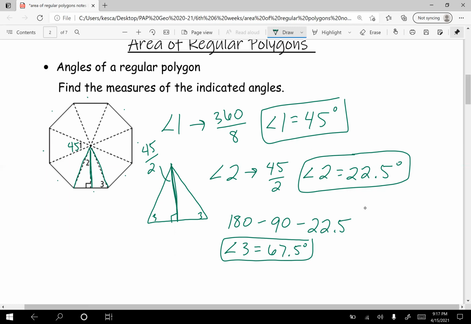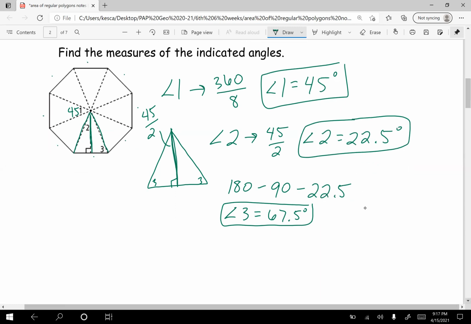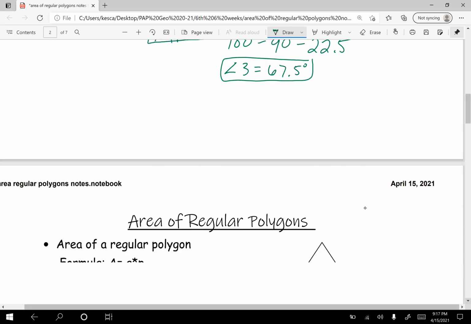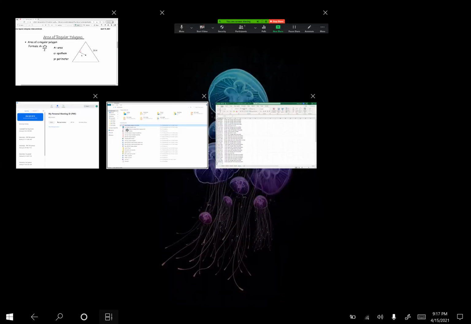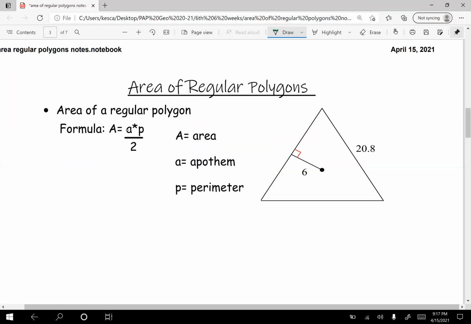So now we'll go on to the next part of our notes, and that is finding the area of a regular polygon. To find the area of a regular polygon, you're going to use this formula. Capital A stands for area, the lowercase a stands for apothem, and P stands for perimeter. So you do the apothem times the perimeter, and then divide by 2. Apothem times the perimeter, divide by 2.